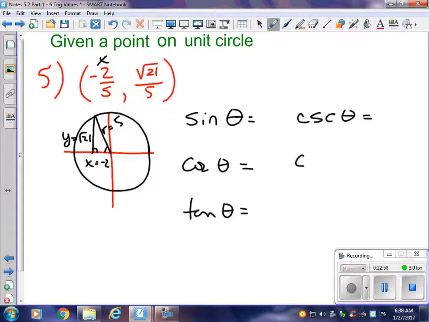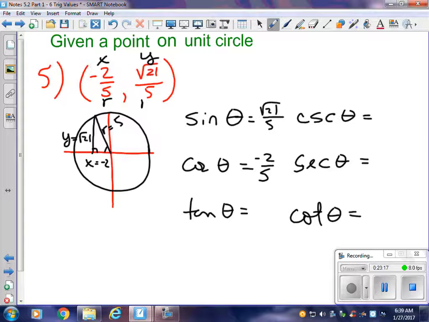So we write out all 6 trig functions. We already know the answer to the first 2. Square root of 21 over 5 and negative 2 over 5 are my trigonometric ratios. This is my labeling of my picture so that I can realize that that's true because sine is y over r and cosine is x over r. And again, if you take the top of those 2 and make it y over x, you get your tangent.